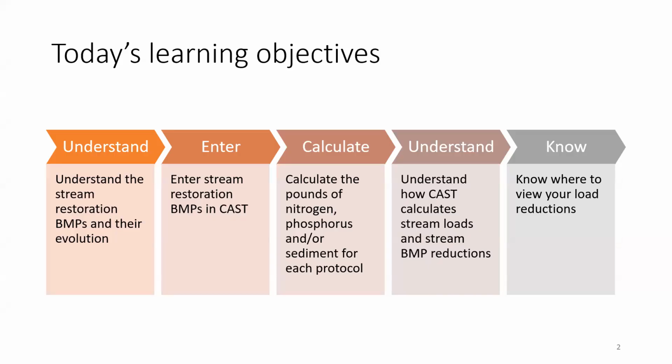Today we're going to be looking at a number of different things. We're going to understand those restoration BMPs and how they've evolved. They started off years ago with just one stream restoration BMP that had a set default, and there have been protocols and other changes, and David's going to go over what the current status of those are. I'll show you how to enter the BMPs in CAST. This is the version of CAST that is the Phase 6 CAST 2017 version. It'll work the same way in the next version of CAST, but is different from what we used several years ago.